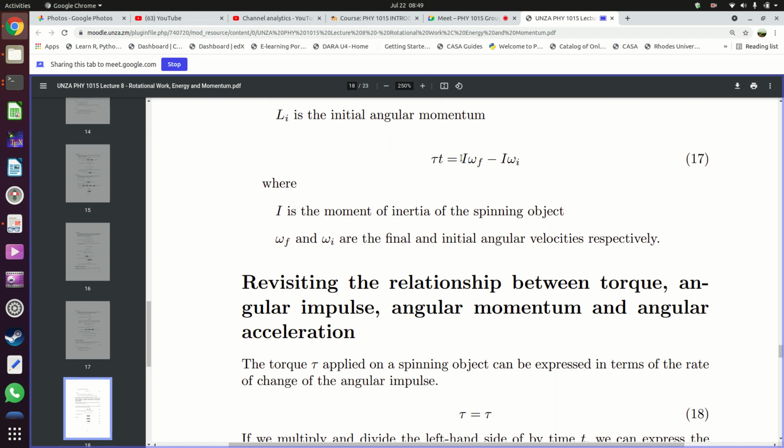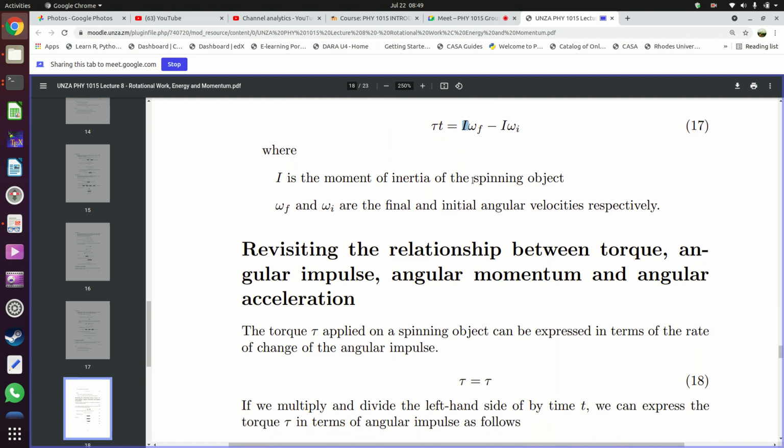This I and this I, the moment of inertia, are for the same object, so the I is the same. You can factor out the I, then divide both sides by t. You end up with I times omega f minus omega i, which is the change in angular velocity, divided by the time, which gives you the angular acceleration. So you end up with what you have always had: torque is equal to I alpha.